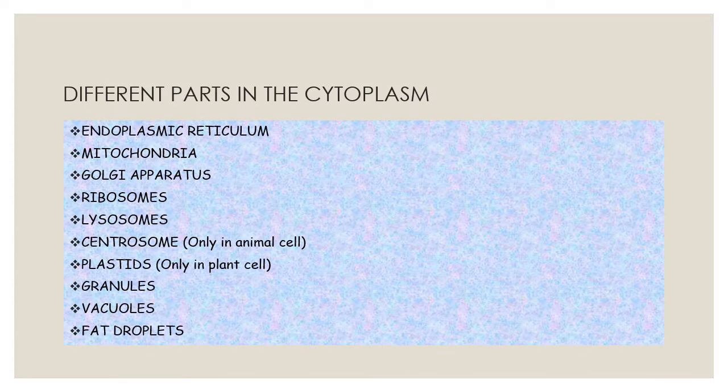Inside the cytoplasm, what are the parts present? We have endoplasmic reticulum or ER, mitochondria, the powerhouse of the cell, Golgi apparatus or Golgi bodies, ribosomes, the site for protein synthesis, lysosomes, centrosome, which is found only in animal cell, plastids, which contains the pigment chlorophyll to produce food by a plant, granules, vacuoles, and fat droplets.